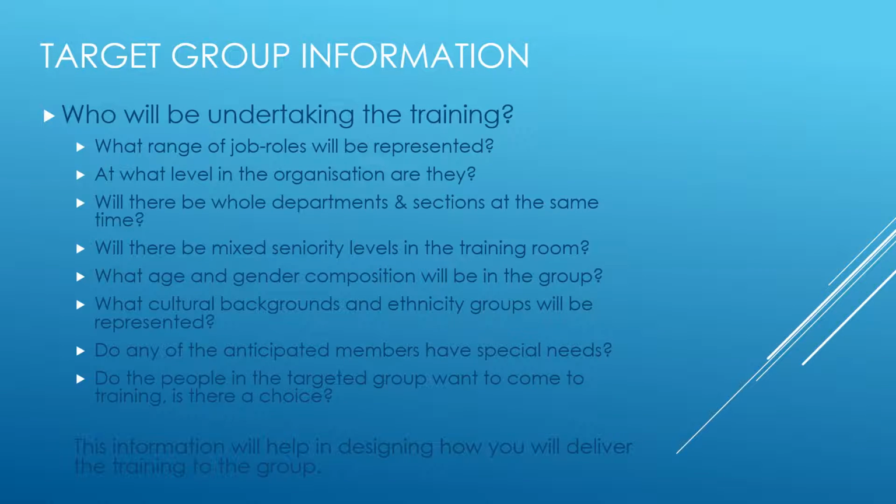Moving on to the cohort, we need to actually look at the target group information. Who's going to be undertaking the training? What range of job roles will be represented? At what level in the organization are they? Will there be whole departments and sections undertaking this training at the same time? Will there be mixed seniority levels in the training room? What are the age and gender composition or demographics of the group? What cultural backgrounds and ethnicity groups will be represented? Do any of the anticipated members have any special needs, such as any disabilities or language, literacy and numeracy requirements that we would need to adhere to?